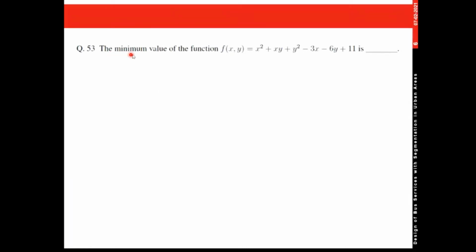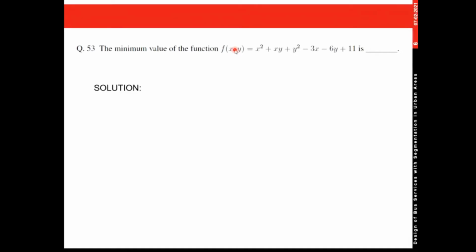The minimum value of the function f of x, y equal to x square plus xy plus y square minus 3x minus 6y plus 11 is. So here it is only given; we have to find the minimum value. This is a question from real analysis, and I think it's a very easy question.